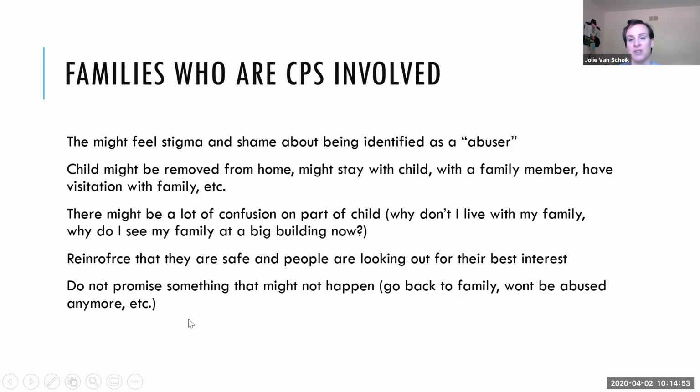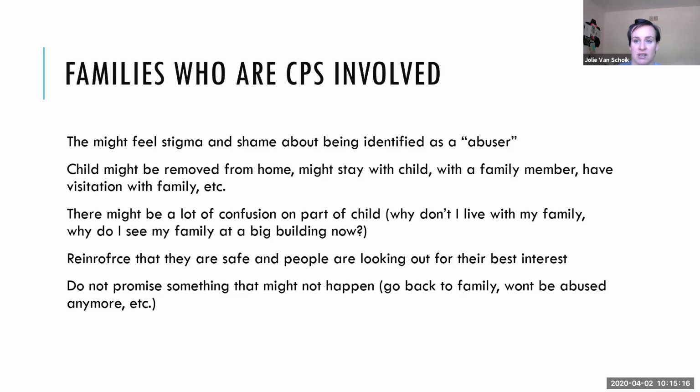And then you're going to have to go through that process of understanding it. So guys, we also have families who are Child Protective Services involved as well. So there's a lot of stigma and shame that a family is going to feel because they've been identified as an abuser. So if there's been an investigation and that's been found to happen, that can be a really difficult thing because you have committed abuse.